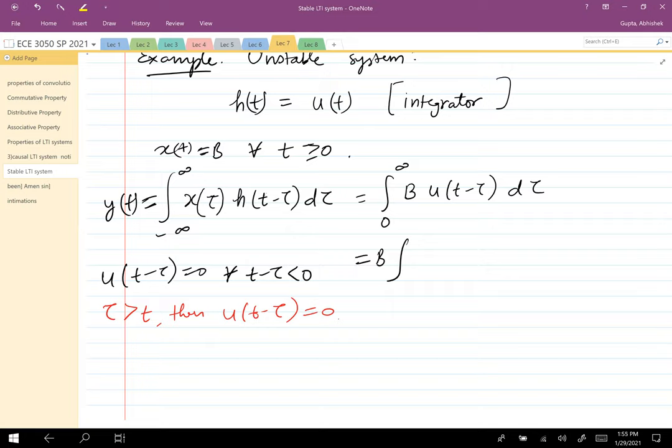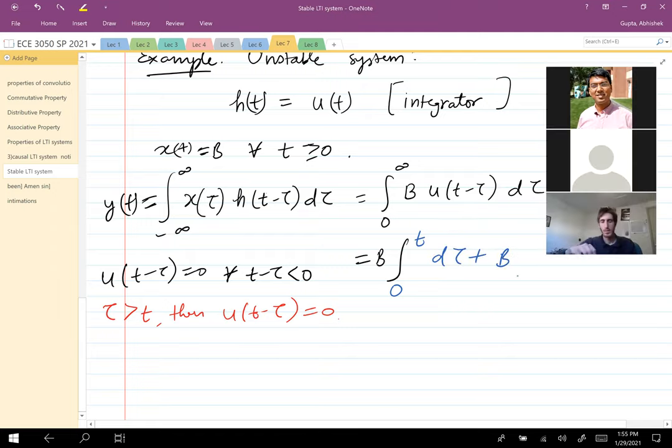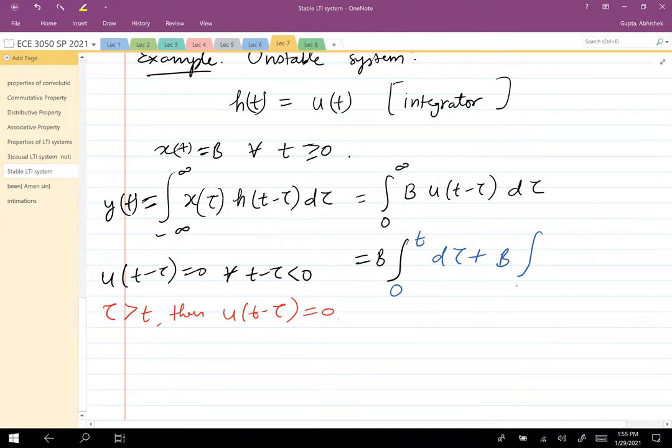So I took b outside the integral because it's a constant. Now, let's look at it. From 0 to t, I know that u(t minus tau) is equal to 1. And from tau equals t to infinity, u(t minus tau) is equal to zero. Right? Everybody understands this step. For tau varying between zero and t, u(t minus tau) is equal to one. From time t to infinity, u(t minus tau) is equal to zero. And so what I get is bt, right?